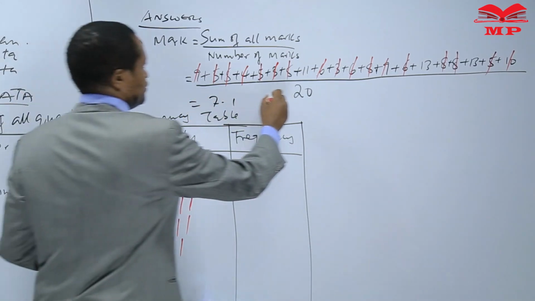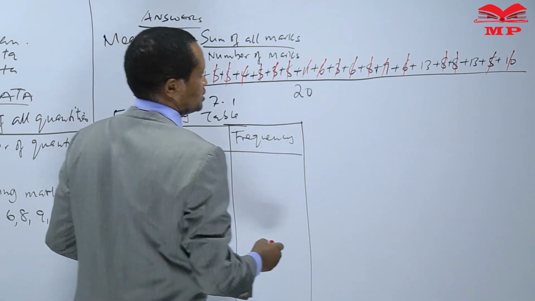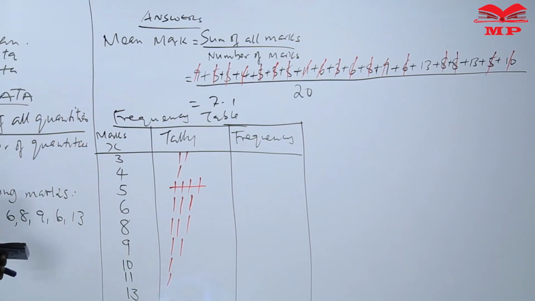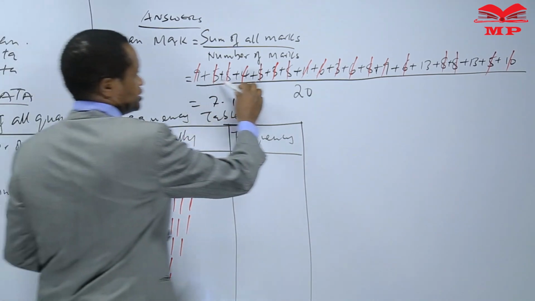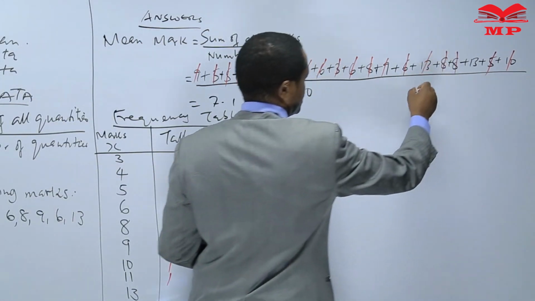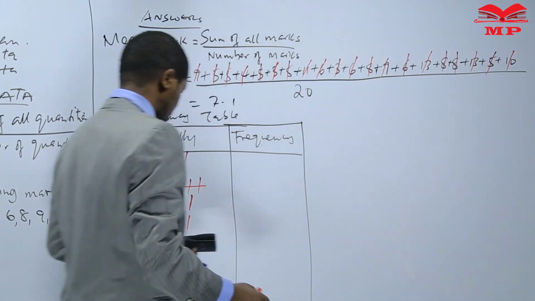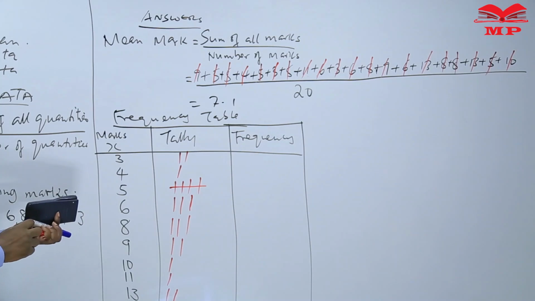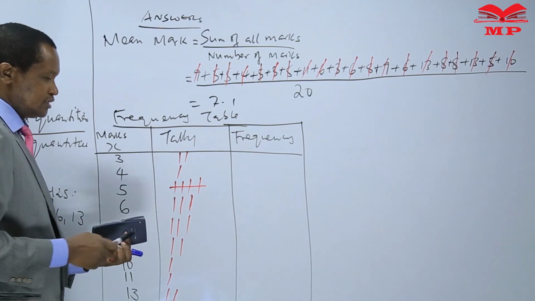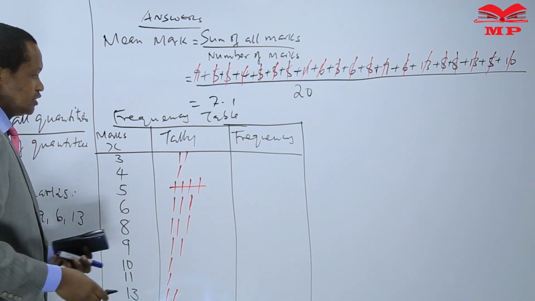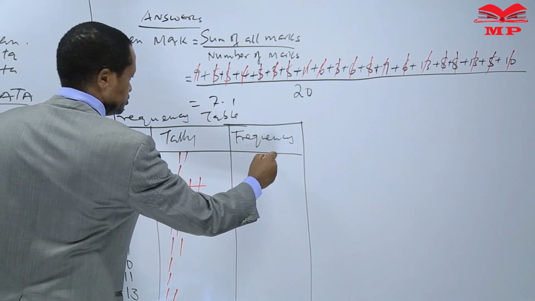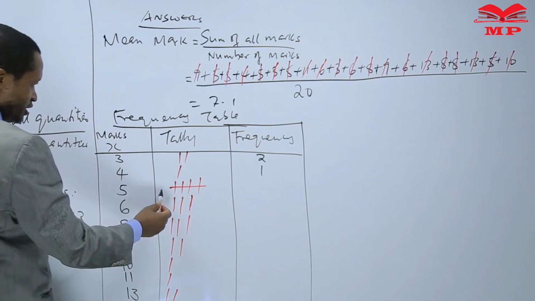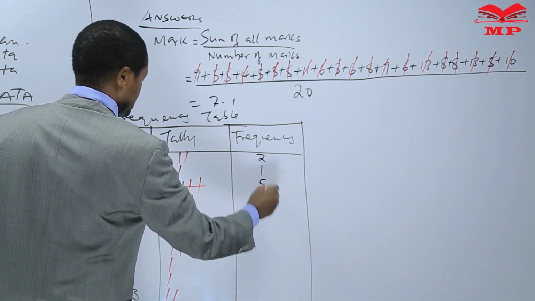11 has once, only once, so I draw 1. 13, learners, 13 appears 1, 2, twice. So I can come here and count the tallies. So frequency of 3 is 2, 4 is 1, 5 is 5, the highest frequency.